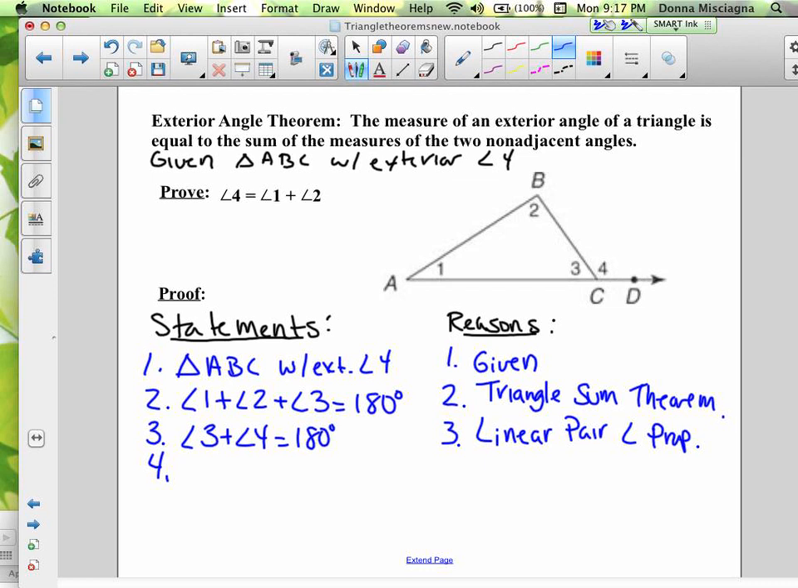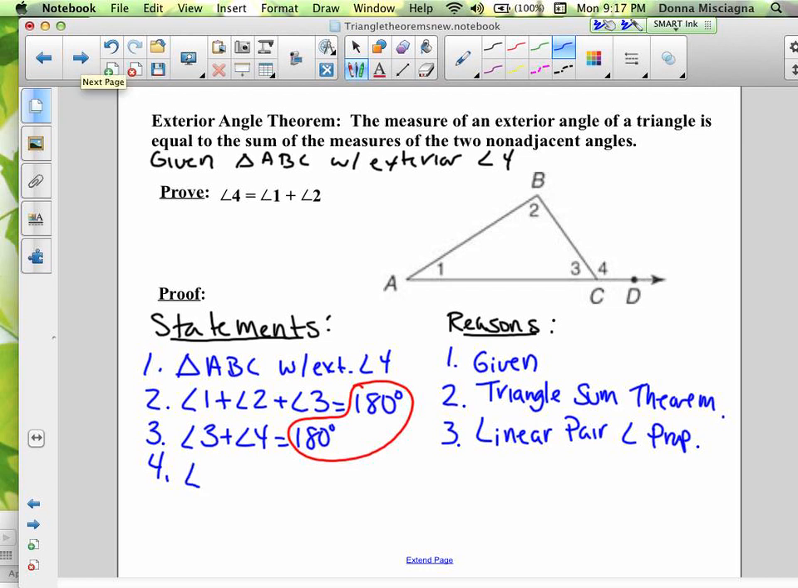Or you can say linear pair angles add to 180. That's also fine. All right, so now I notice that something is the same in my three statements there, and two of them have something the same. Notice that angle 1 plus angle 2 plus angle 3 equals 180, and angle 3 plus angle 4 equals 180.